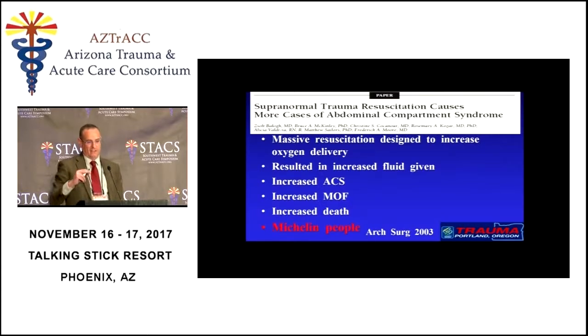But what happened was they found that when they randomized patients to a supernormal group versus a normal resuscitation group, the supernormal group got more fluid. But what did they find? What they found was the patients were more likely to have acute abdominal compartment syndrome, more multiple organ failure, and increased death. And they had a bunch of Michelin people sitting around the ICU with organ failure who were doing very badly. We had the same thing in our ICU. We did the exact same thing where I was at Harborview. We stopped giving this fluid, and all those patients went away. All the organ failure went away. All the deaths went away.